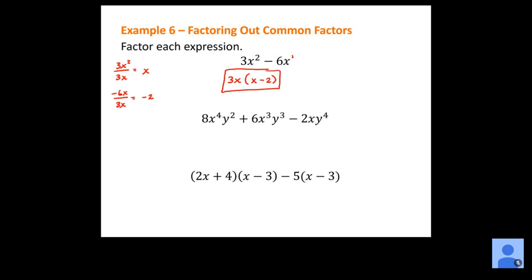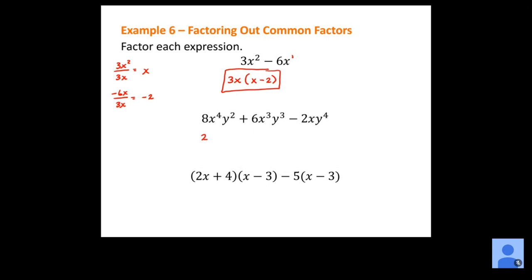So the next one now, we actually have 3 terms, but we're still doing the same thing. We're looking for any common factors that we can bring out. So I'm going to start again with my numbers. We have an 8, a 6, and a -2. Of those numbers, the only thing they have in common is 2. So I'm going to take out a 2.